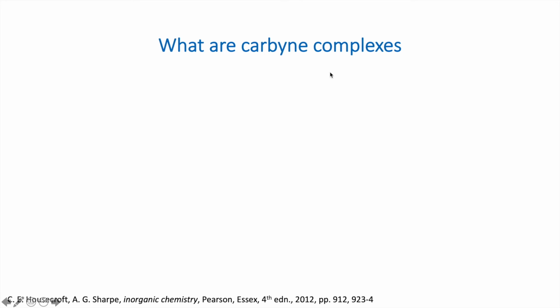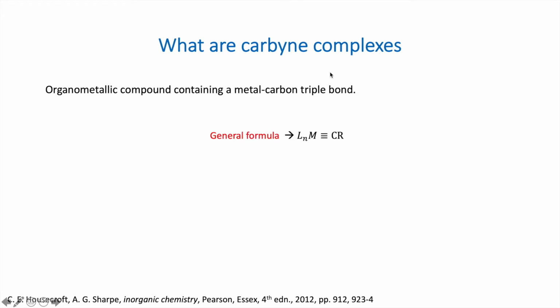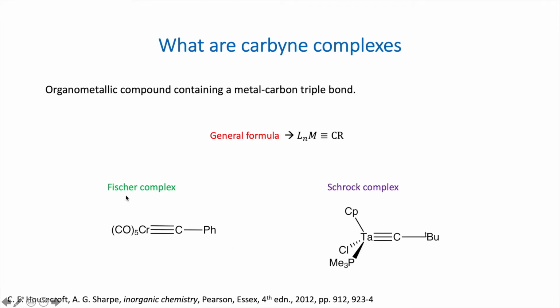So we're going to start with what are carbyne complexes. They are an organometallic compound containing a metal carbon triple bond, which you can see here in the general formula. Now there's two types. One is the Fischer complex, and here's an example. And here's a Schrock complex right here.